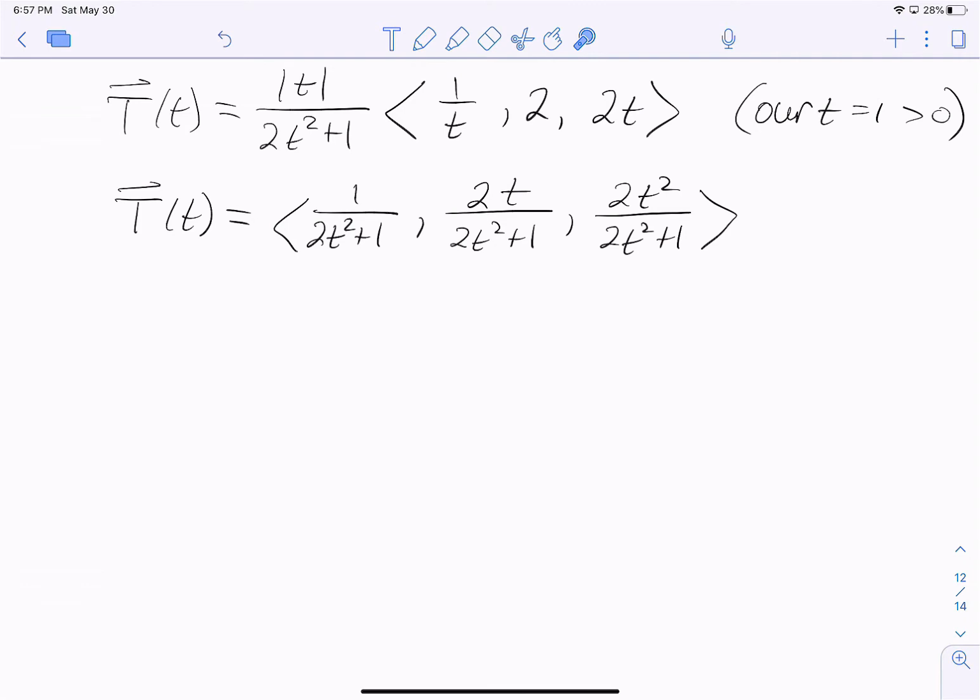Now I went ahead and distributed because I did not relish the prospect of using a product rule for the scalar function multiple out front plus a quotient rule for the whole thing. I didn't want to do that. At this point though, we do need to find T prime of t. We need to differentiate. At this point, I'll ask you to pause the video and come back when you have T prime of t.